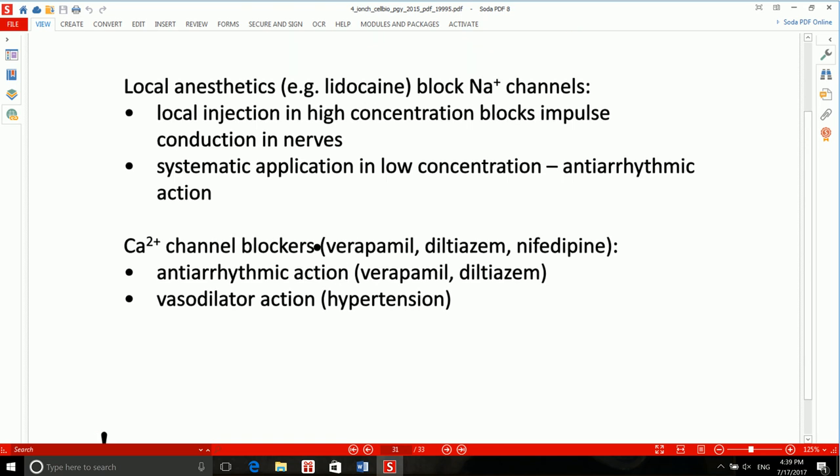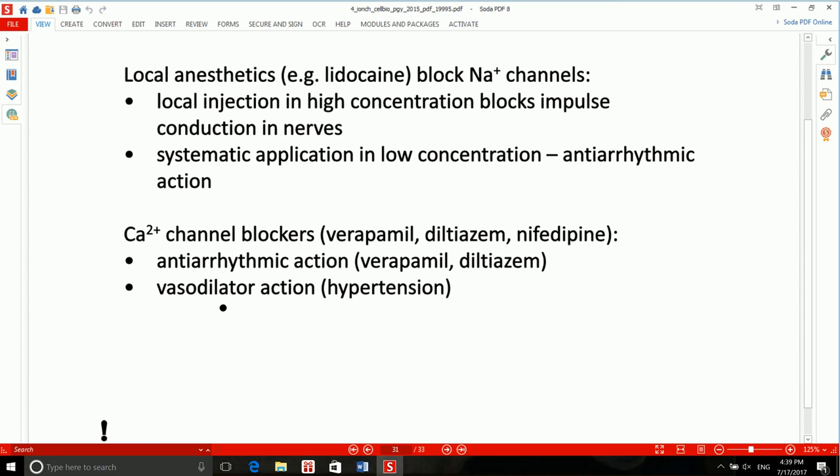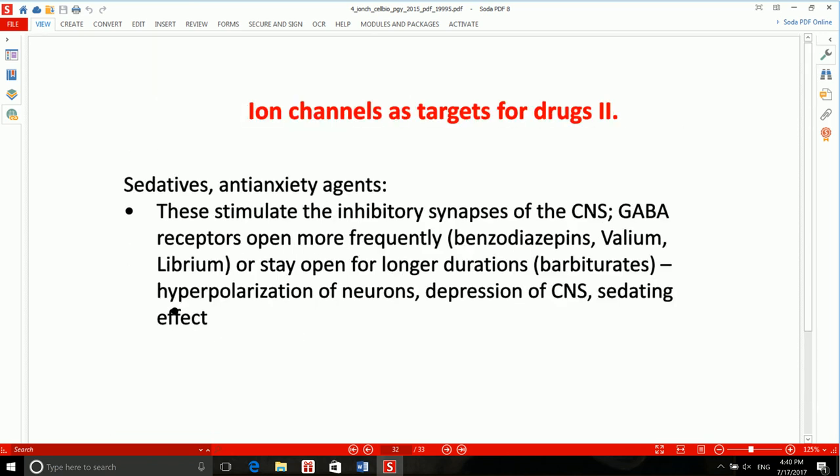But calcium channel blockers are also vasodilators. Vasodilator, as you'll study in histology, means something which dilates vessels. So the use of calcium channel blockers will cause dilation of vessels, and they are used when the patient has hypertension.